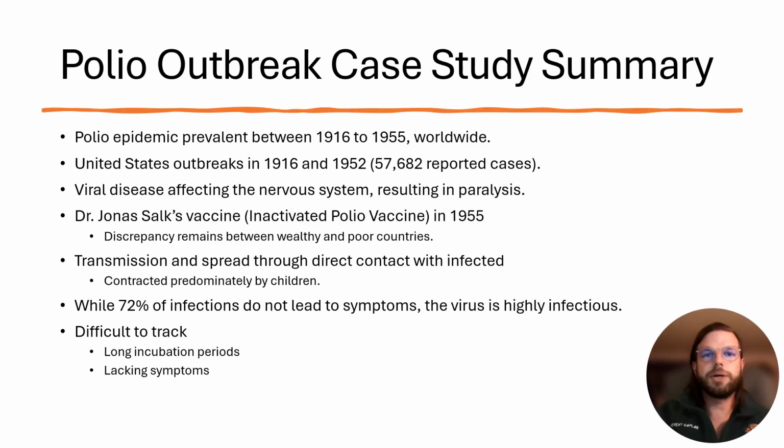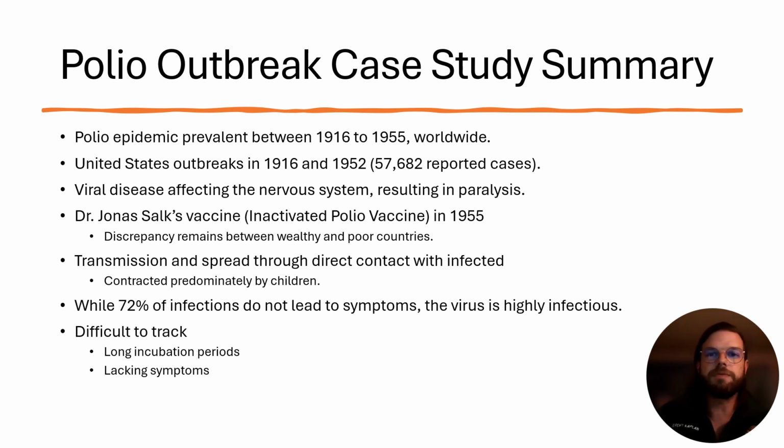In summary, polio, short for poliomyelitis, epidemic was prevalent between 1916 to 1955 worldwide, and the United States saw 2 major outbreaks in 1916 and 1952, whereas in 1952 there were 57,682 reported cases. Polio is a viral disease affecting the nervous system, resulting in paralysis. Dr. Jonas Salk's inactivated polio vaccine in 1955 marked a steep decrease in cases worldwide, though a discrepancy remains between wealthy and poor countries. Polio is transmitted and spread directly through contact with the infected and contracted predominantly by children.